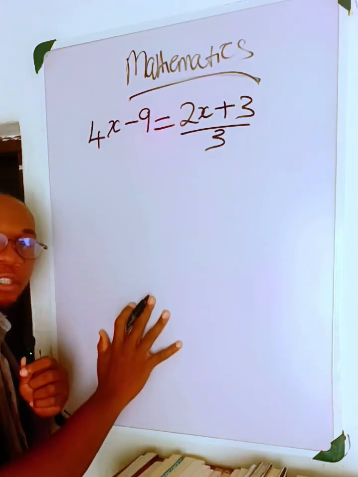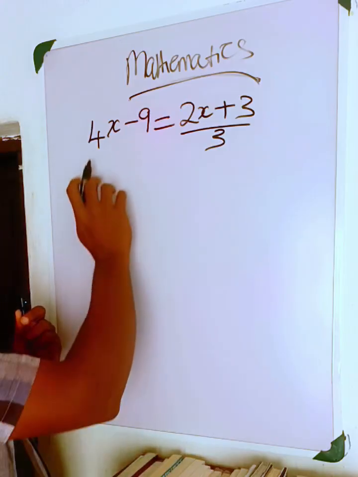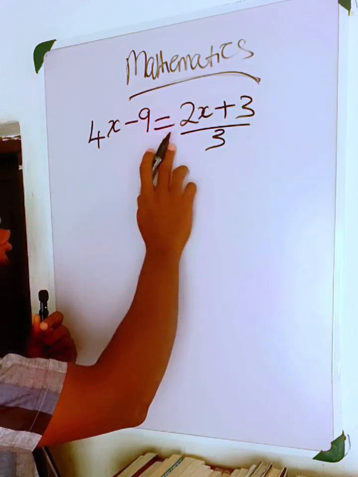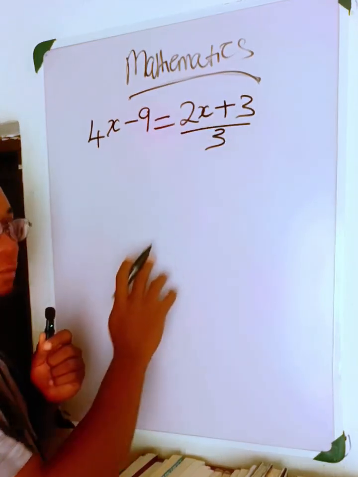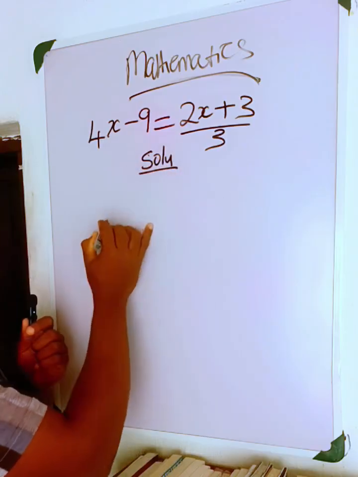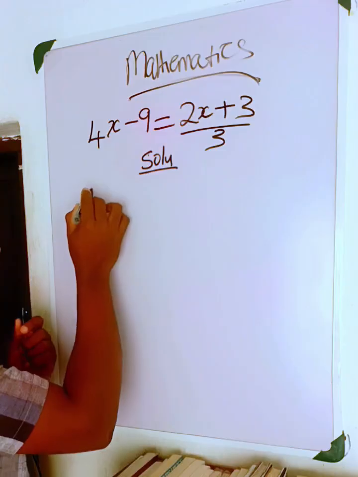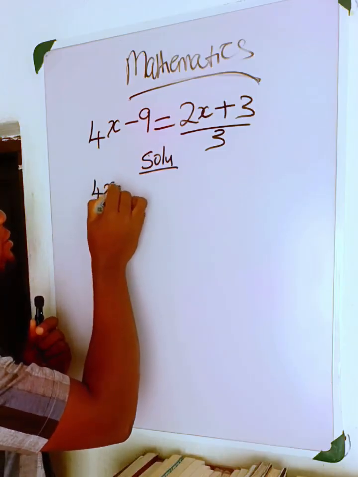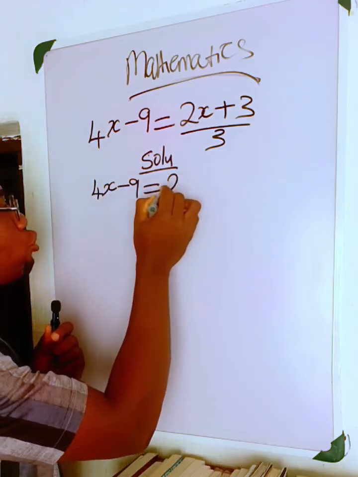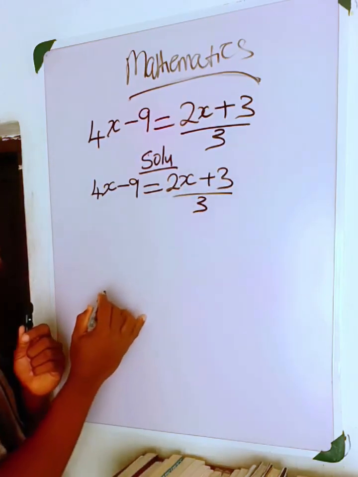All right, pay attention. We have this question on the board. Let's solve it. 4x minus 9 equals (2x plus 3) over 3. We are asked to find the value of x. Solution: you first of all rewrite the question. 4x minus 9 equals (2x plus 3) over 3.